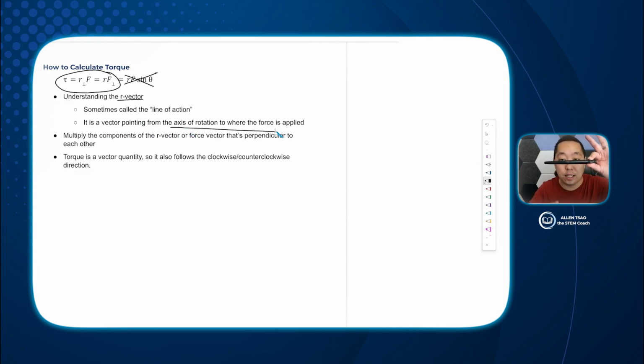So when we were doing the pen here and I'm applying a force on the end, the R vector is literally a distance vector from the axis of rotation to where that force was being applied. We always draw it as part of when we're calculating it.